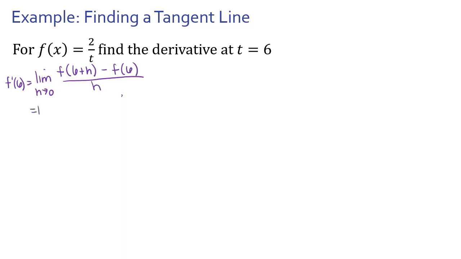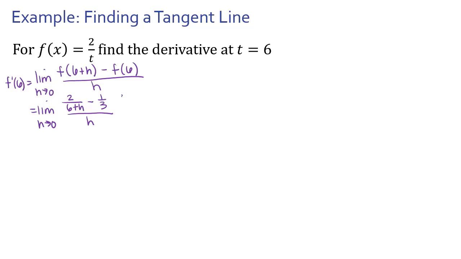Okay, so that's going to give me the limit as h approaches 0 of 2 over 6 plus h minus f of 6. So when I substitute 6 in for t, I get 2 over 6, which is 1/3, all over h. So right now, if I substitute 0 in for h, I'm going to get 1/3 minus 1/3 in the numerator, which is 0, and 0 in the denominator, so I'm in that indeterminate form. So we're going to go into our problem-solving strategy that we learned.